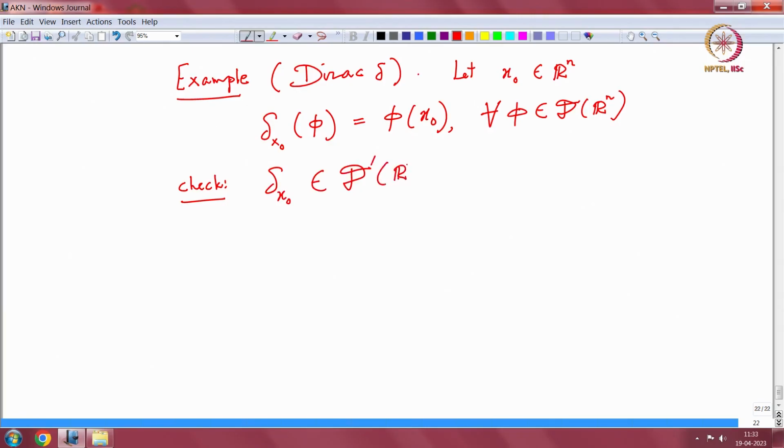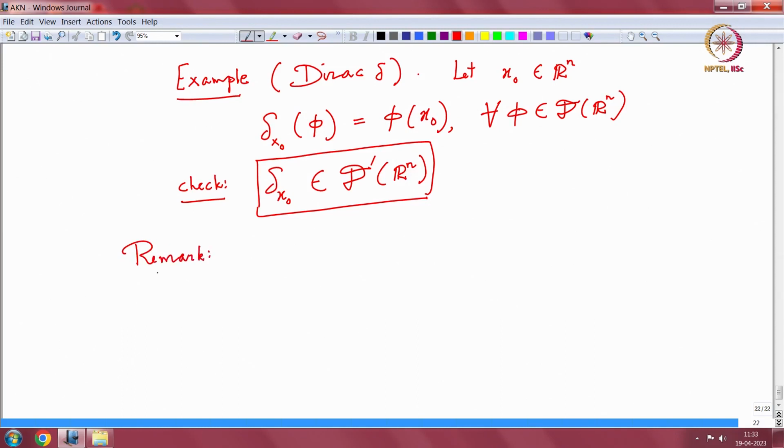So, your delta of x naught, you are able to view it as a distribution. But then I want to make some remark here. That part is trivial for all of you to do, but to understand delta of x naught, you need not go to a distribution, such a strong theory. Delta of x naught can be viewed as a measure. So, this is the remark I will make. Then you may wonder why we study distributions. We will make that remark.